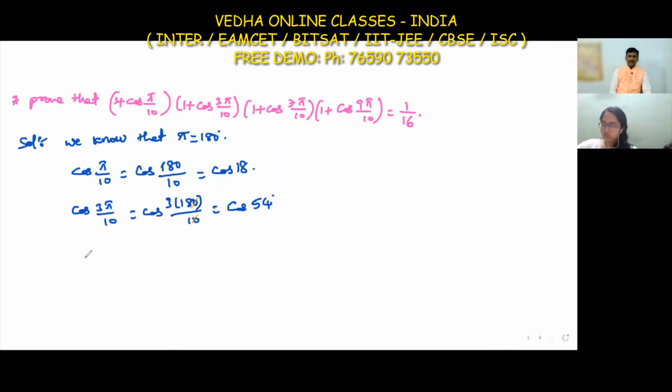And the next value is cos of 7 pi by 10. This is equal to cos of 7 into 180 divided by 10. Here also 7 into 18, that is cos of how much? 7 into 18 degrees is 126. Okay, so can we convert 126 into any other form?